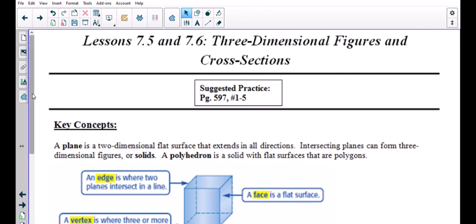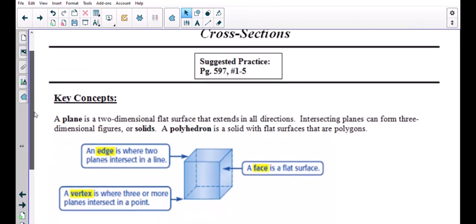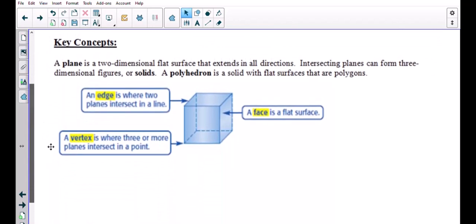So a lot of the first page is really just some key concepts, some pictures, and talking about identifying our three-dimensional shapes. So a plane is a two-dimensional flat surface that extends in all directions. You'll learn a little bit more about planes when you take geometry at the high school level, and you'll actually draw them. You'll talk about things that intersect planes and so forth. When planes intersect, they can form three-dimensional figures, or solids.